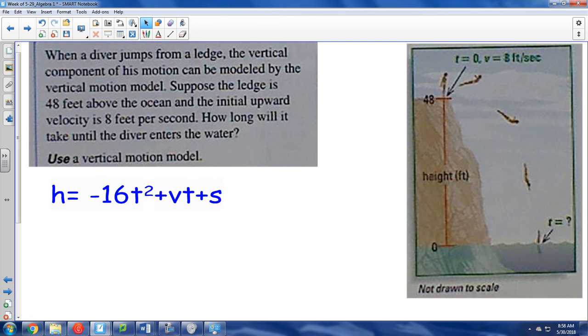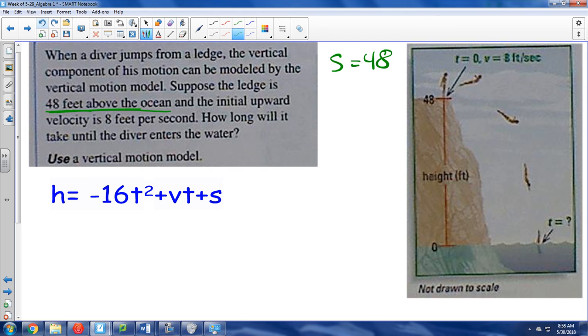So what do you think that 48 feet represents? 48 feet above the ocean. Does that represent the height, the final height, the starting point, the velocity, or the time? Starting point. Perfect. So I'm going to go ahead and write s equals 48 over here. S equals 48. That's the starting point of the jump.